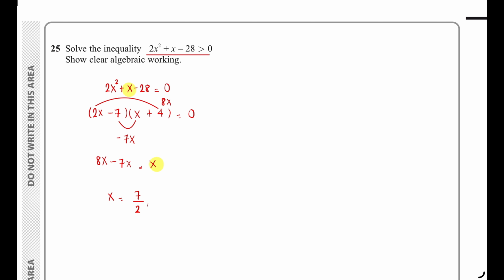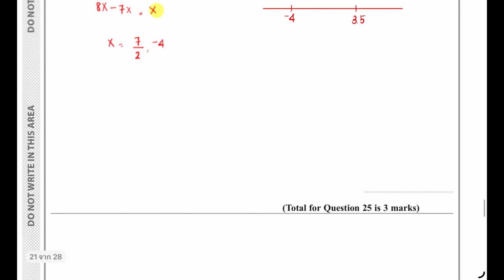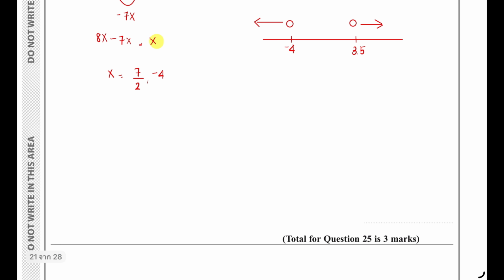and negative 4. So let me draw a number line here. We have negative 4 on the left and 3.5, or 7 over 2, on the right hand side. And then it is greater than, okay, so the direction will be like this. So therefore, the answer will be x less than negative 4 and x greater than 3.5.